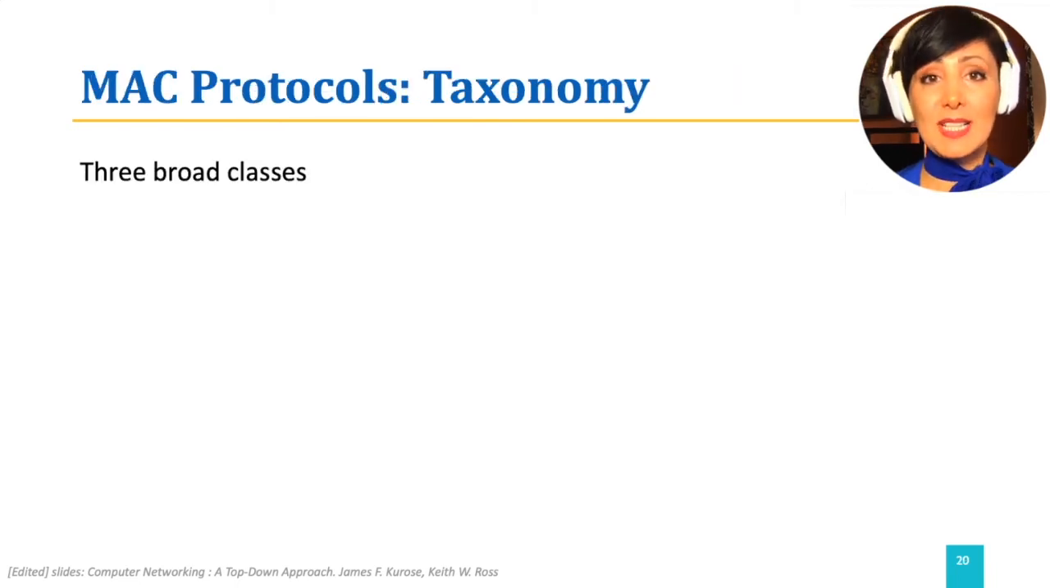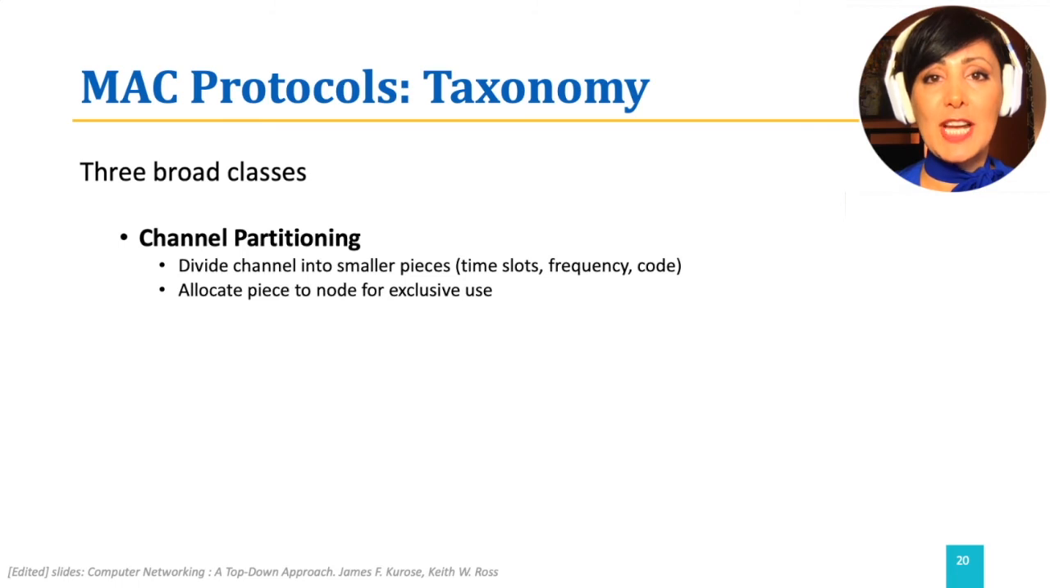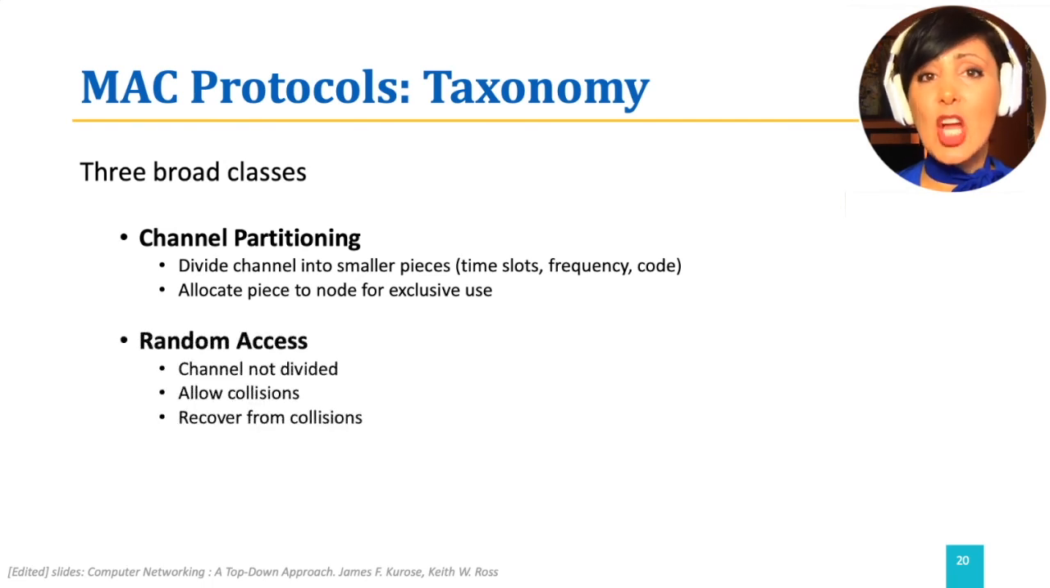We have three broad classes of multiple access control protocols: channel partitioning, random access, and taking turns. In channel partitioning protocols, we divide the channel into smaller channels. This could be in time slots, frequency bands, special codes, or a combination of them. Each of the divided portions could be assigned to a specific user. In random access, the channel is not divided. Everybody uses the same channel, and therefore collisions are possible. What is special about random access protocols is that they can recover from collisions.